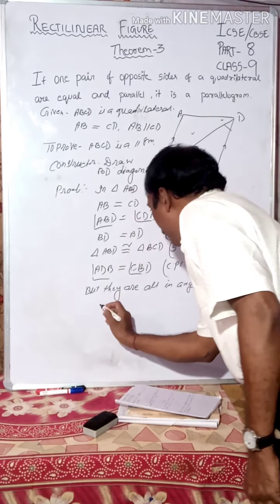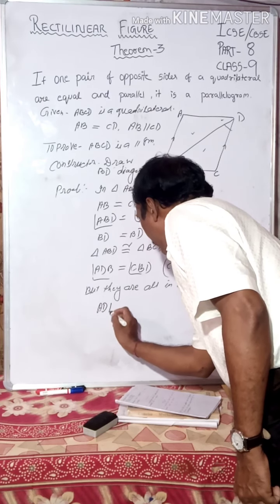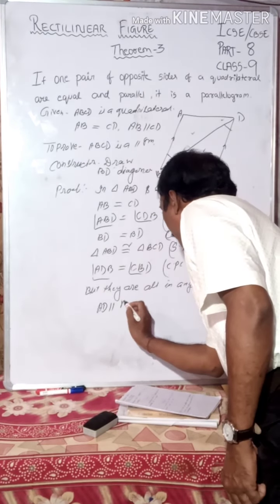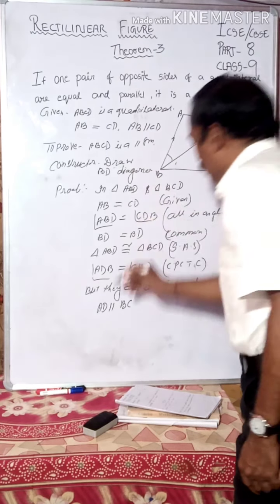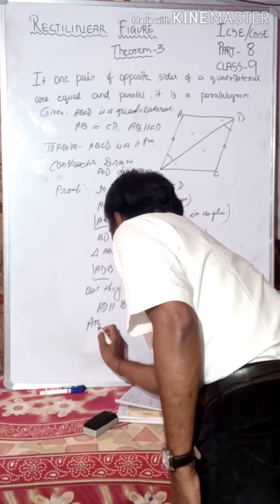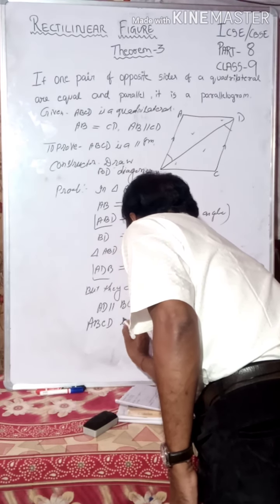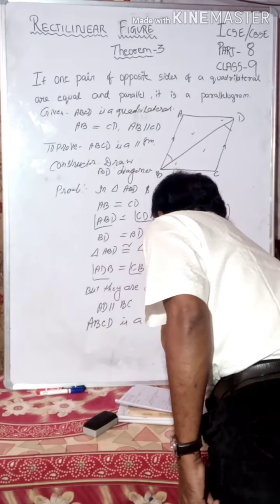So AD is parallel to BC. AB is parallel to CD. So ABCD is a parallelogram. Proved.